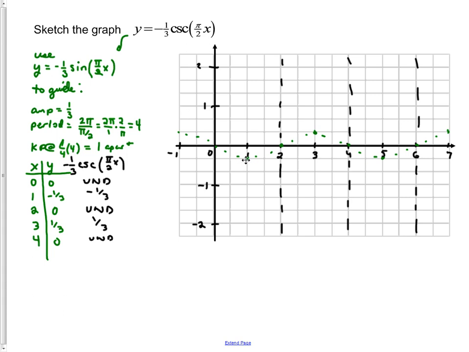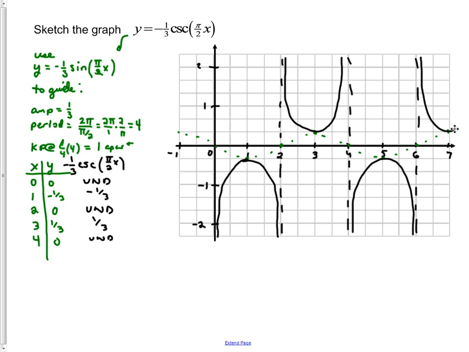Well, our graph is going to pass through -1, -1/3, but it'll go towards -infinity as it approaches either of these asymptotes at 0 and 2. It's going to come down from positive infinity, pass through 3, 1/3, then go up towards positive infinity. We're going to have another branch that goes from -infinity, passes through 5, -1/3, goes back down towards -infinity, comes from positive infinity, goes down towards 7.